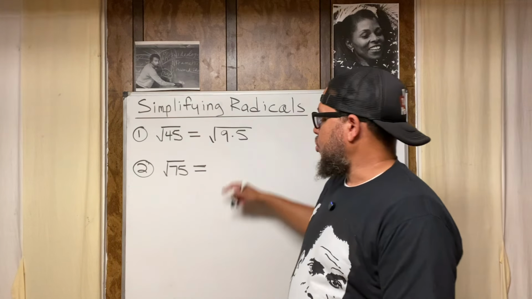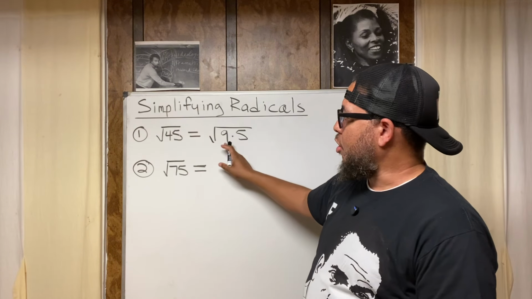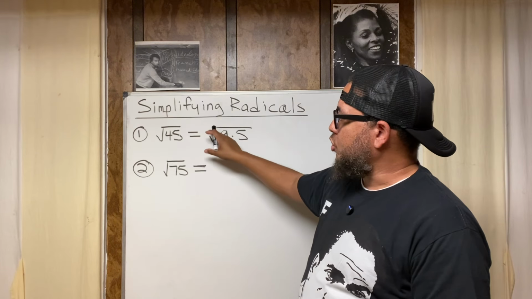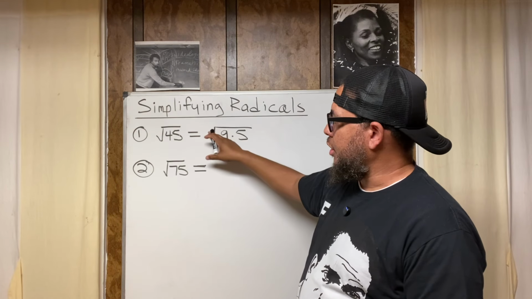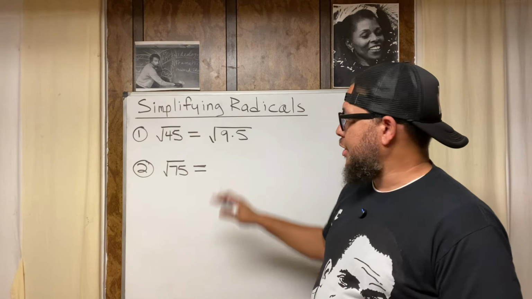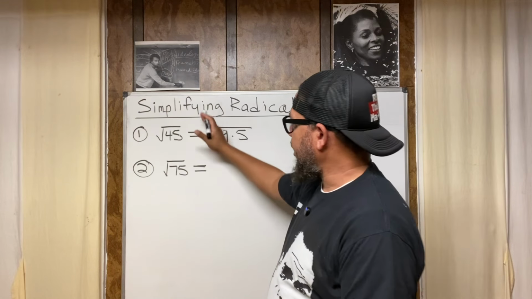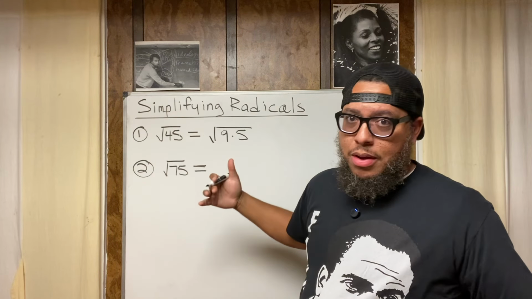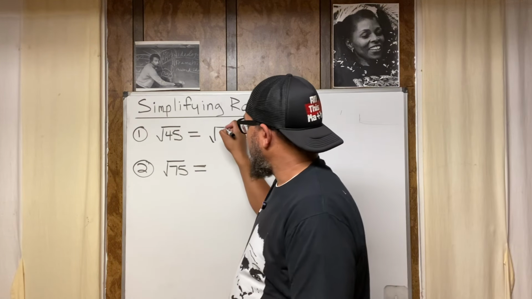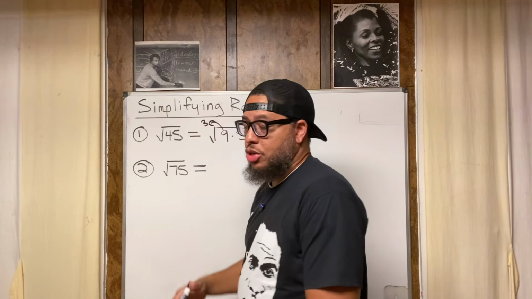So now what do we do? Now that I have a 9 times something, this 9 is a perfect square. So what happens when I have a perfect square inside of a square root symbol? You take the square root, you follow the instructions. This is a set of instructions. All right. So that 9 can come out of the house. I think of this radical sign as a house, right? This 9 is perfect, right? So it comes out. When it comes out, it turns into a 3.